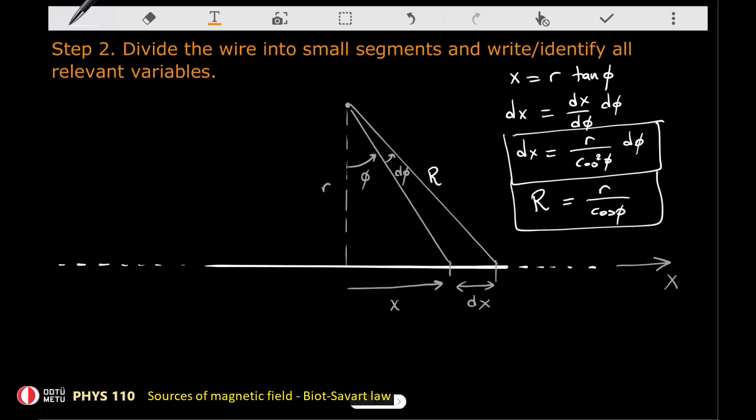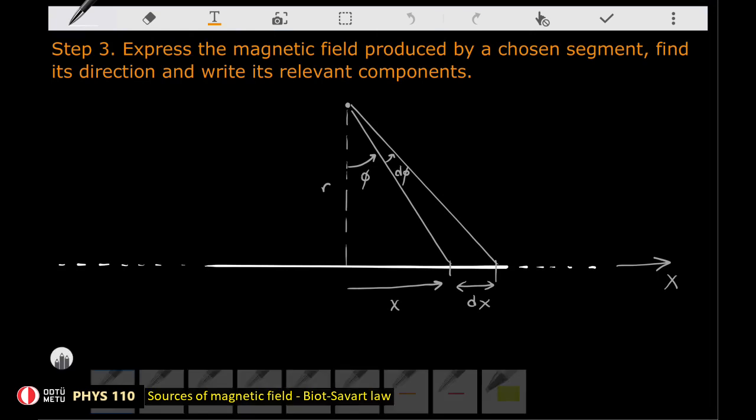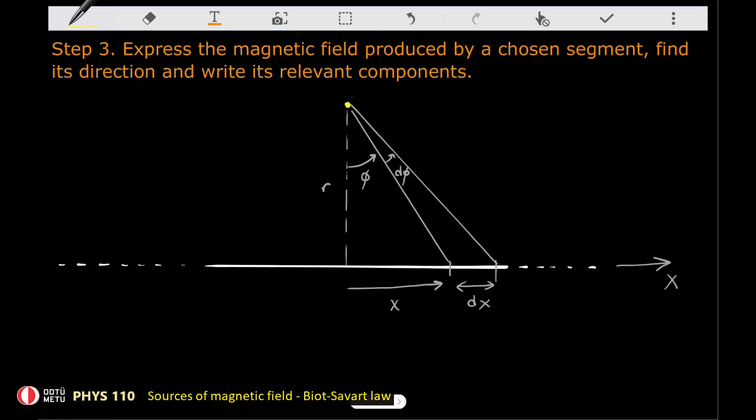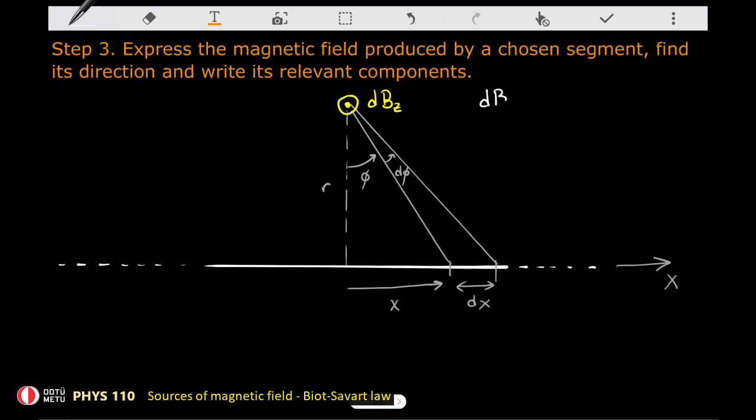All right. So then let's get to the next step. Express the magnetic field produced by the chosen segment. So we know that the magnetic field at this point is out of the board, and it has a z component. I called it dBz. If you just write down the Biot-Savart law, this magnetic field is equal to mu 0 I divided by 4 pi. Length of the segment is dx. There's a cosine phi angle coming. We have discussed all of this, and then this is an inverse R squared relationship. So what we need to do is to write everything in here in terms of phi and simplify it.